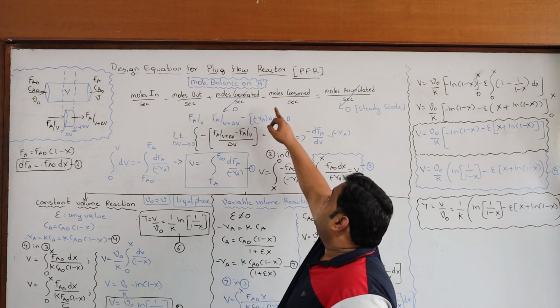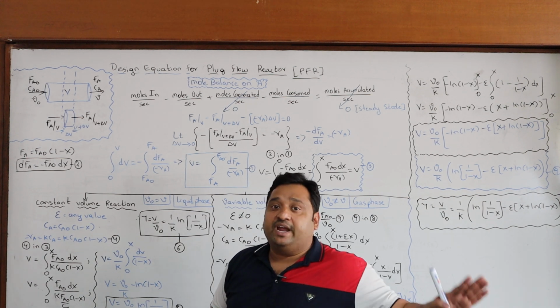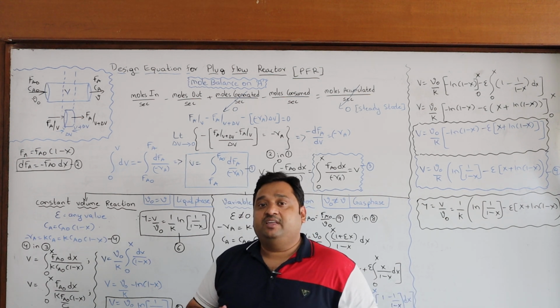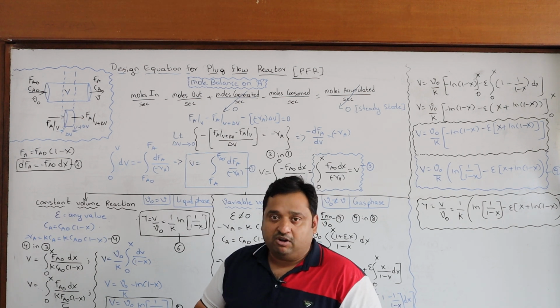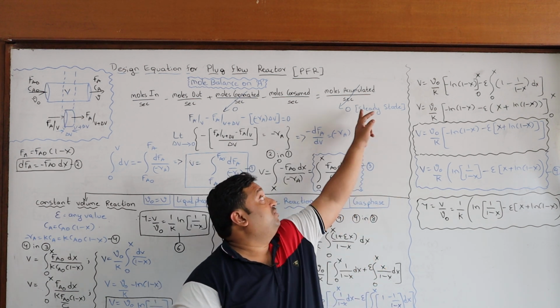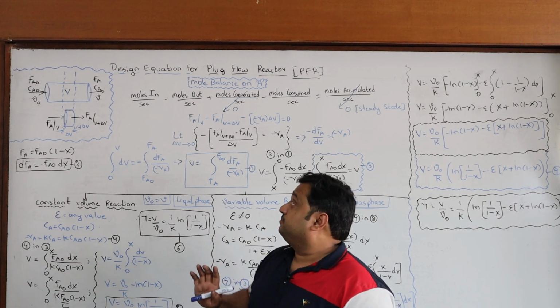Moles in minus moles out, plus generation minus consumption, is accumulation. I told you that in flow reactors, normally everything happens at a steady state. With respect to time, things will not change. That is why the accumulation term is 0, because everything is flowing.